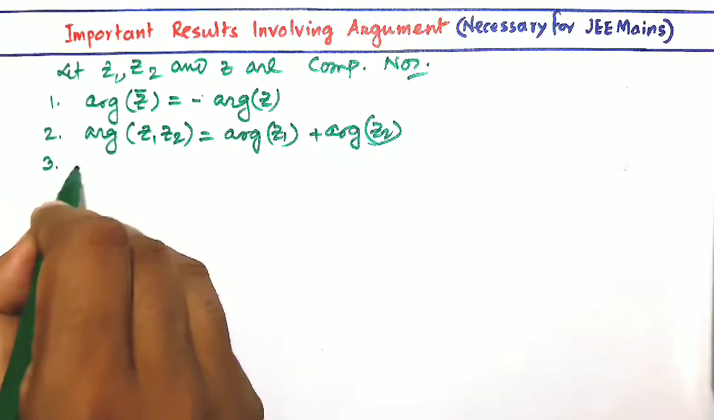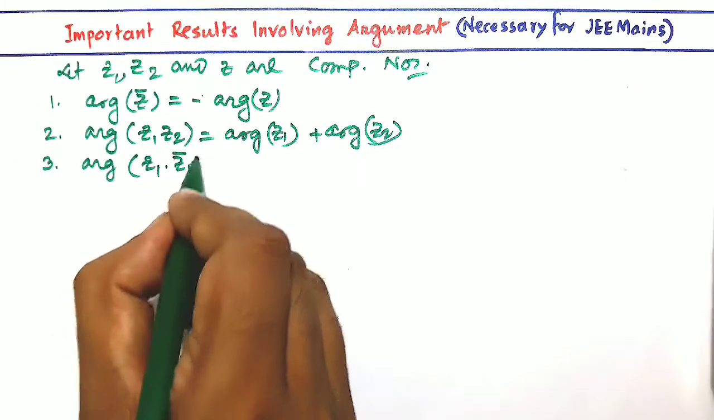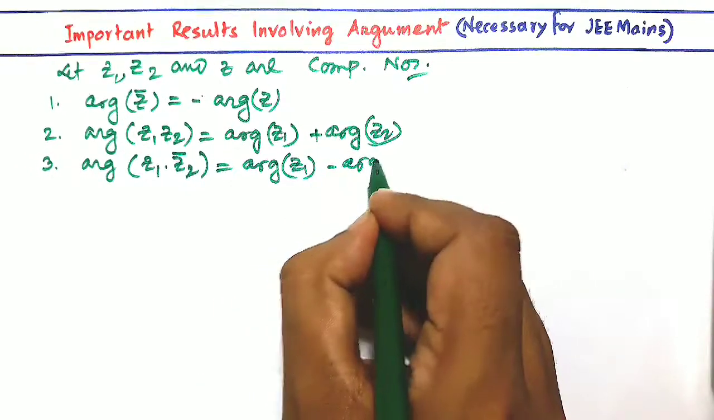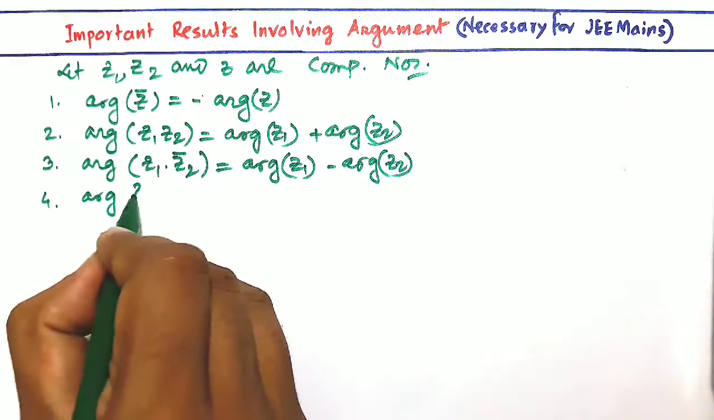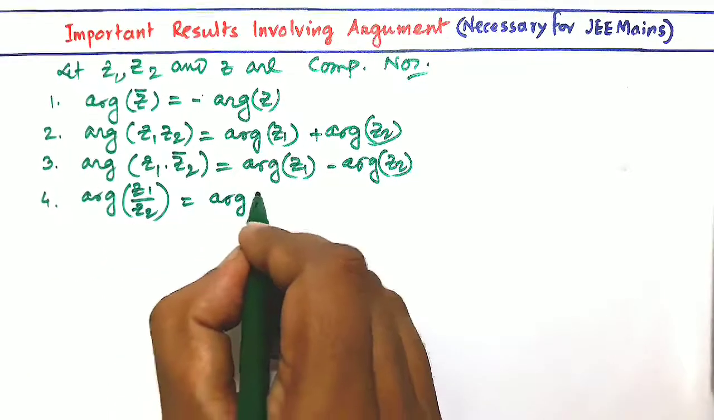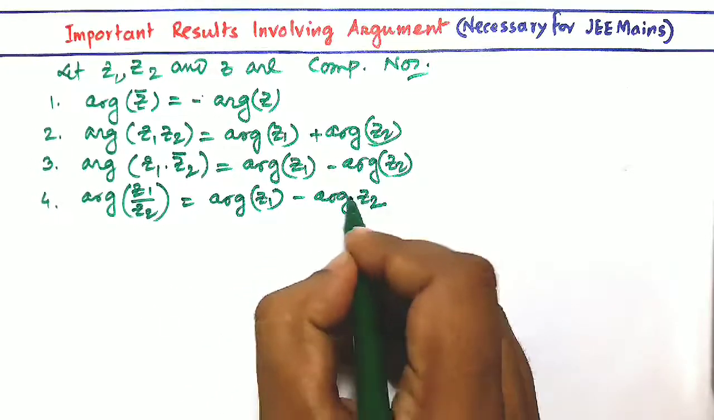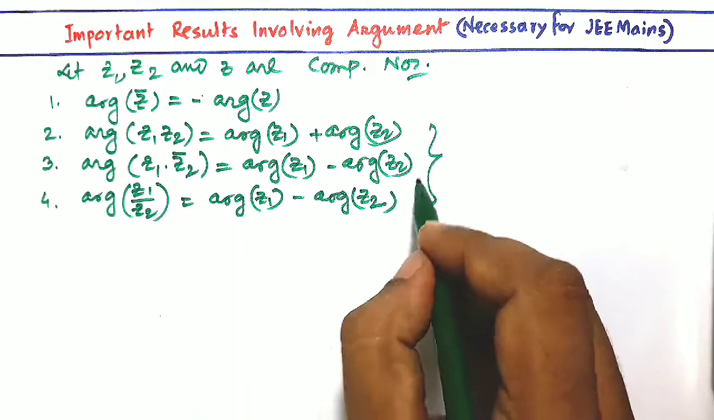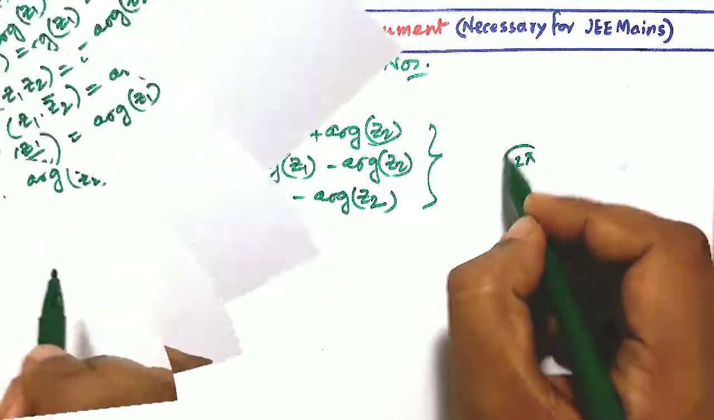Third one, arg of Z1 into Z2 bar is equal to arg of Z1 minus arg of Z2. Fourth one is arg of Z1 upon Z2 is equal to arg of Z1 minus arg of Z2. Now friends, in these three, LHS and RHS may differ by a multiple of twice pi.